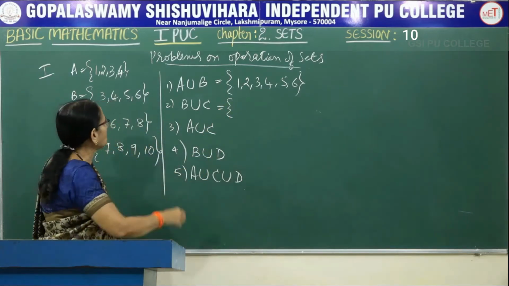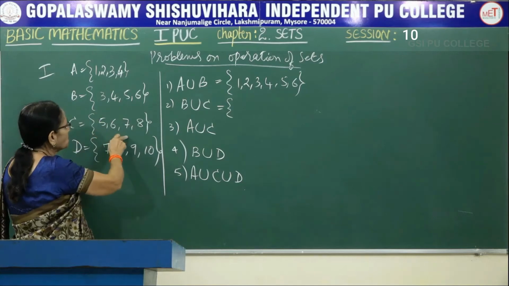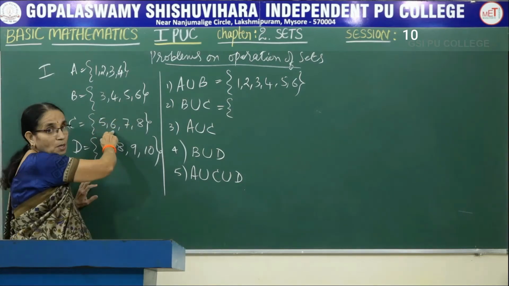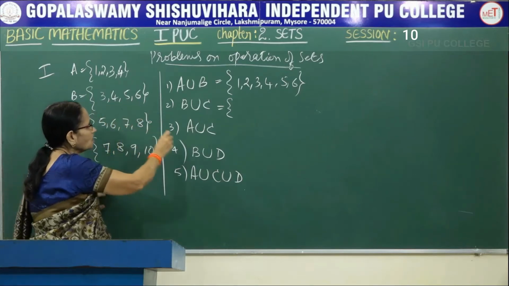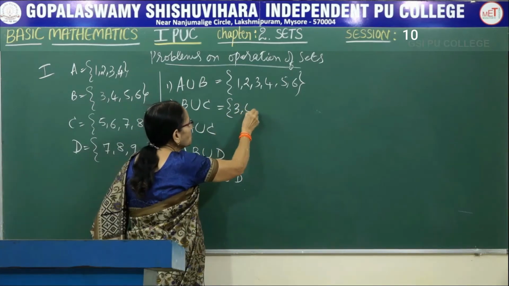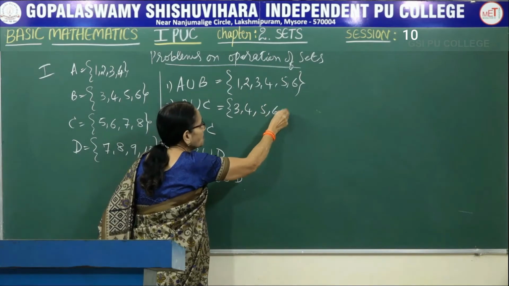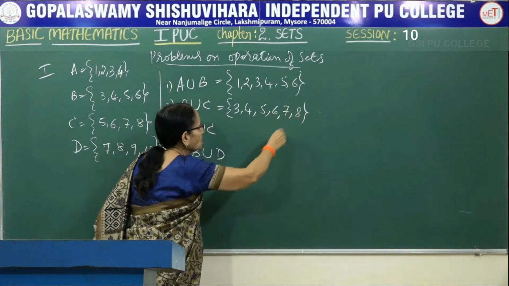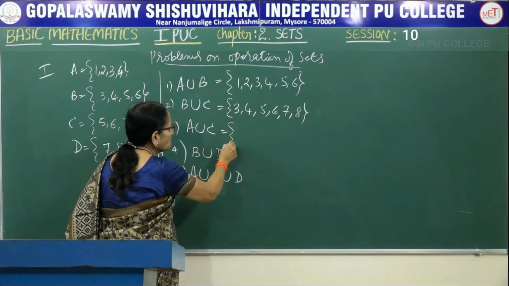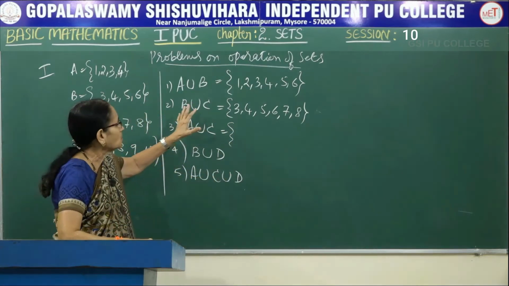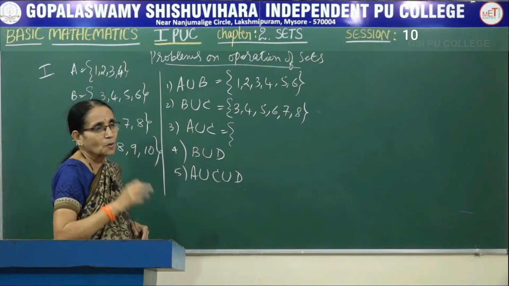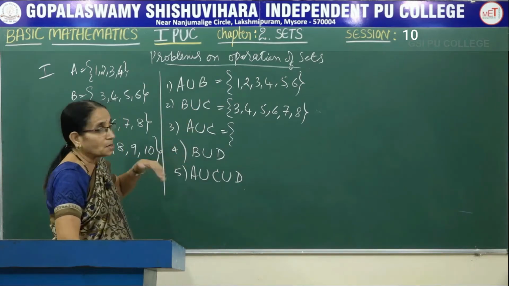Now, come to the next part. B union C. Again 5, 6 have been repeated. So, write them only once: 3, 4, 5, 6, 7, 8. Now, come to the third one. If this is asked, it is a 1 mark question, so you have to write it within 1 minute. That is the only time allotted for us.